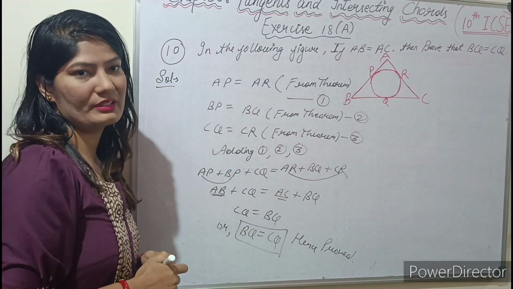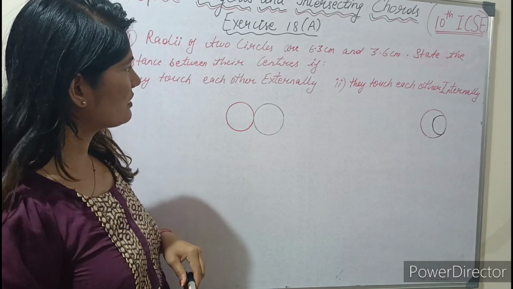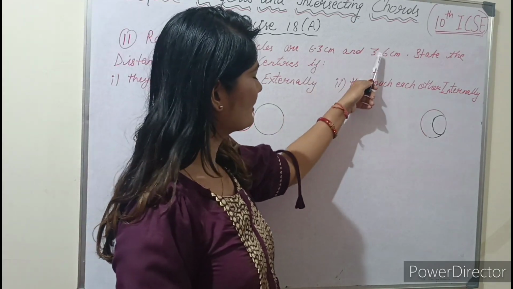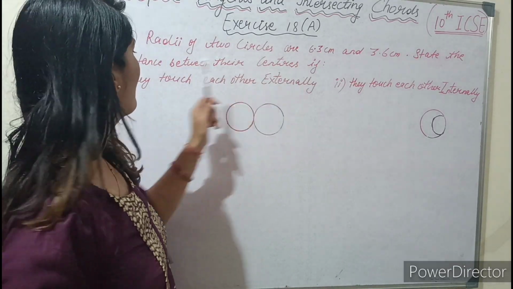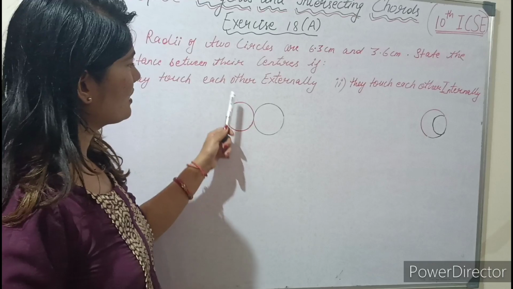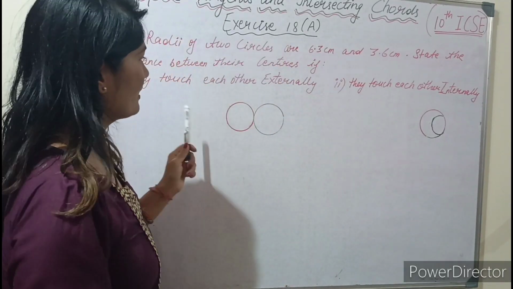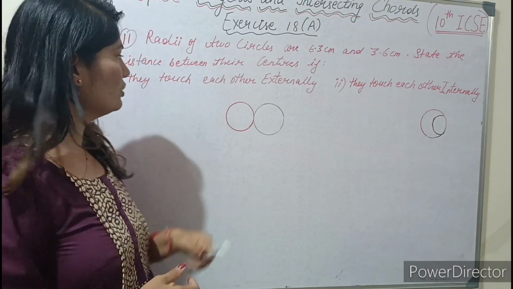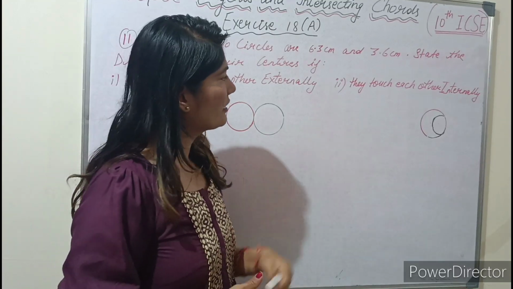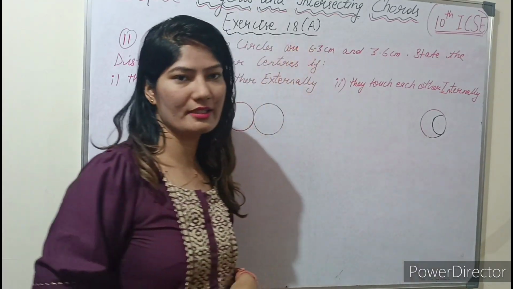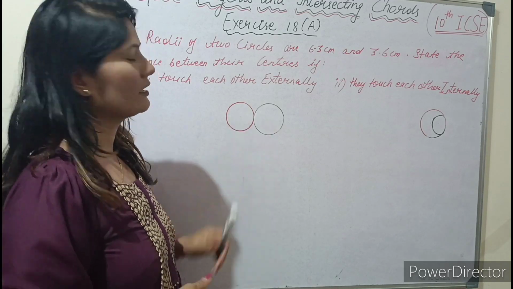So this is question number 10. Now moving to question number 11. The radii of two circles are 6.3 cm and 3.6 cm. State the distance between their centers if in the first part they touch each other externally and in the second part they touch each other internally. So in this case, two conditions are given to you. In the first condition, the circles touch externally, and in the second condition, the circles touch each other internally. So here one by one we have to find the distance between their centers.